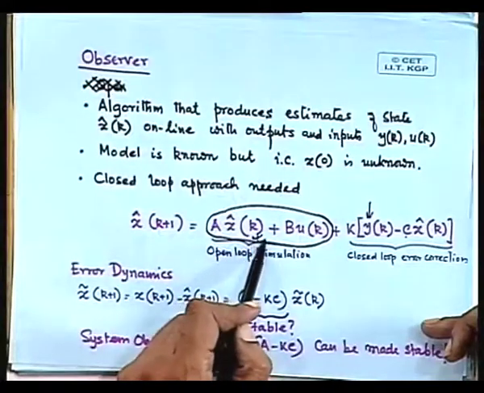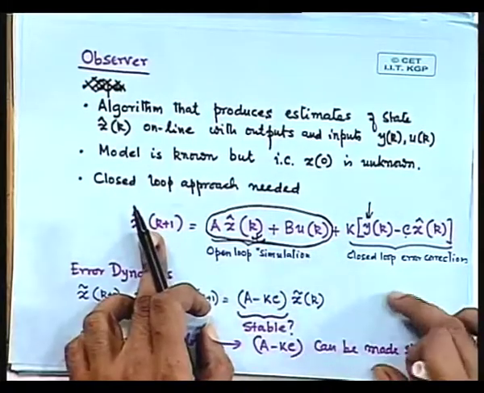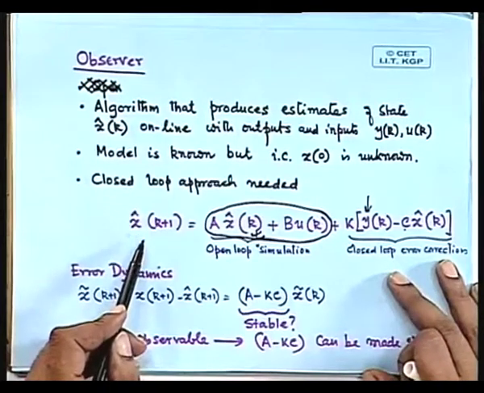So this is the feedback that I am giving: every time I am getting an error, I am trying to correct my estimate not only with an open loop simulation, but with a correction term, right. So that is how I am updating my estimate.